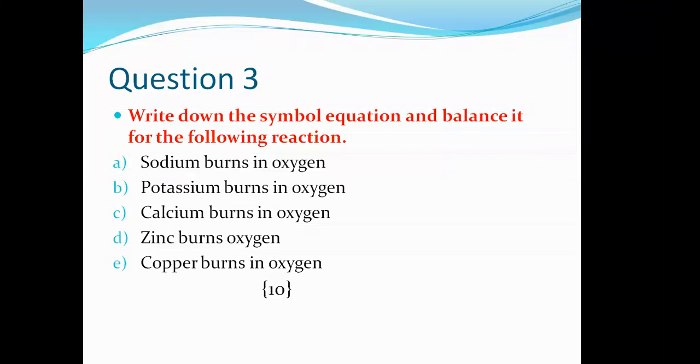Write down the symbol equation and balance it for the following reactions. Sodium burns in oxygen, potassium burns in oxygen, calcium burns in oxygen, zinc burns in oxygen, copper burns in oxygen. So you're going to write the symbol equation, then you balance it. Remember, between the reactants and products, you don't write an equal sign, but you write an arrow. Remember that one, grade 9s.